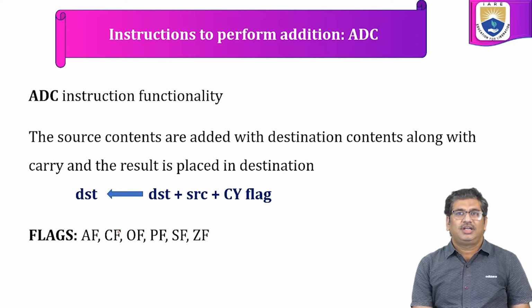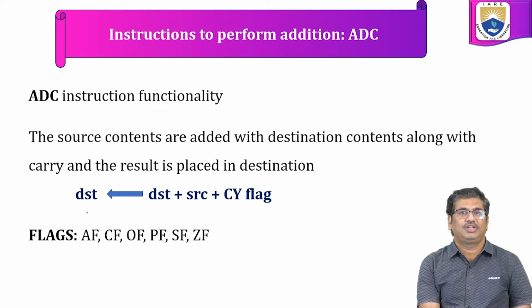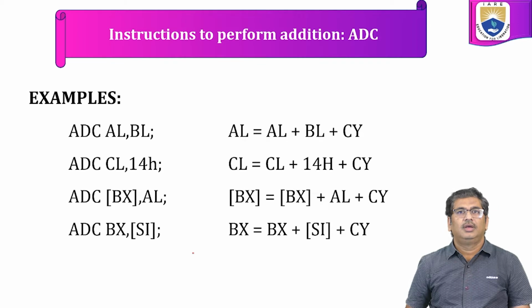The ADC instruction functionality is that the source contents are added with the destination content along with the carry flag. The result will be stored in the destination. The various flags affected are listed here. A few examples related to the ADC instruction are ADC AL, BL. Here, the contents of BL register will be added to AL register along with the carry flag, and the result will be stored in AL register.